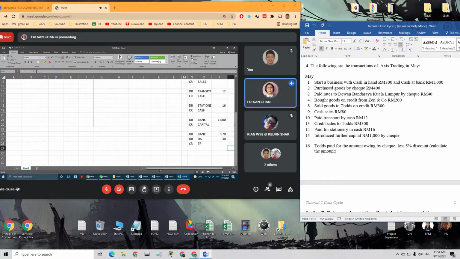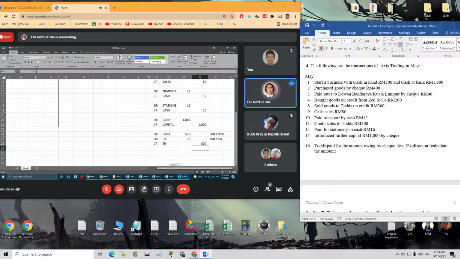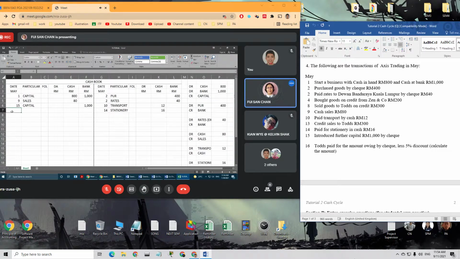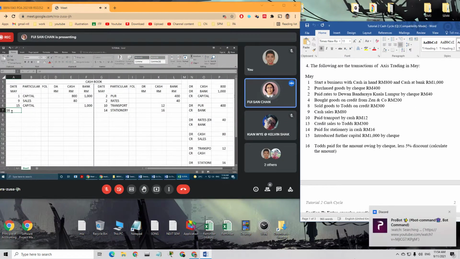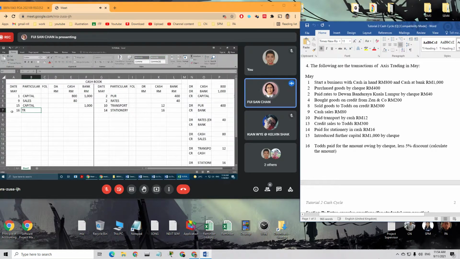Now we come back to here. We receive from Todd, so here you can put trade receivable and his name. This one is paid by check, so 570, and there's a discount of 30. That's how you record it.